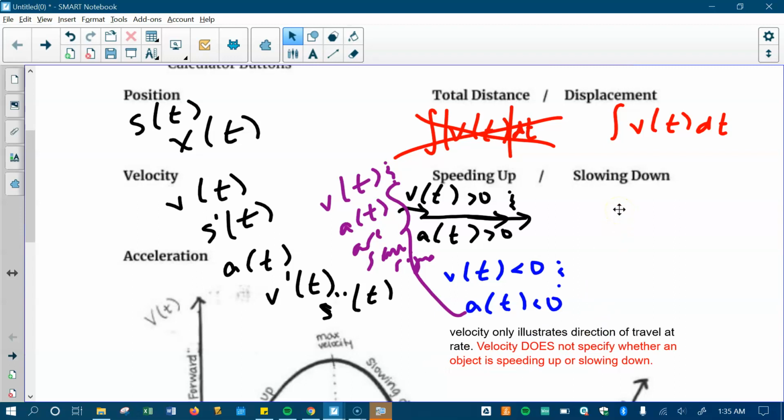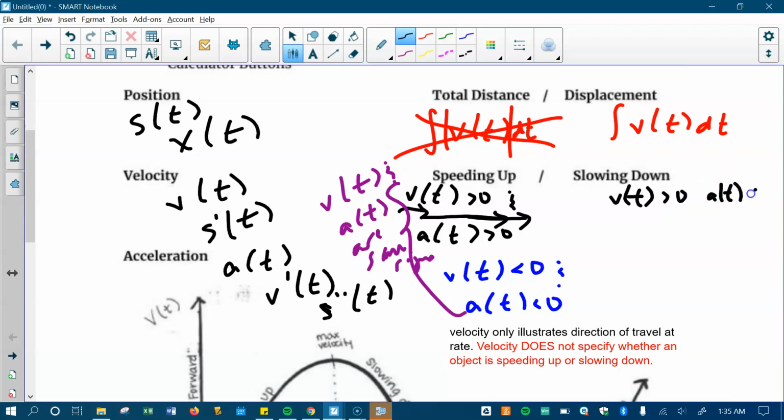So we can say similarly that for slowing down, just writing it out, we would say that v of t is positive, but to slow down, a of t would be negative. Which means that, again, something is going in a positive direction, but there's this opposite force here that's pushing in the opposite direction, causing the object to slow down.